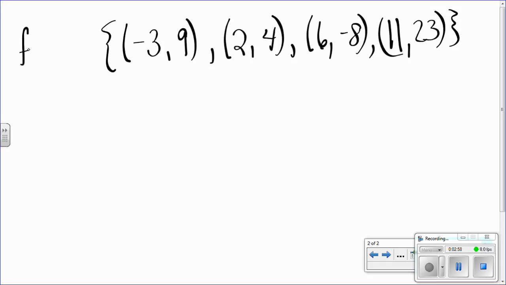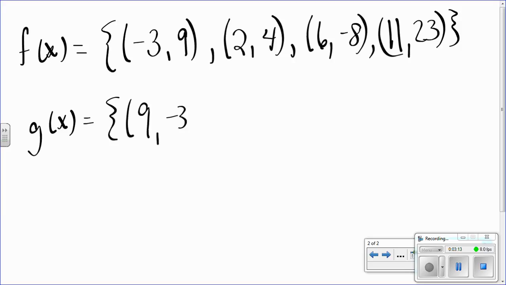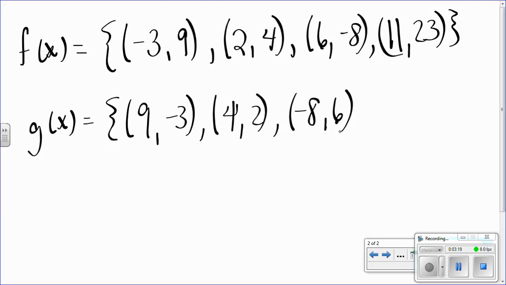Alright, so this is f of x, and g of x is the inverse of f of x, and g of x looks like this. The inputs became the output. The output became the input. They should switch, right? One becomes the other.